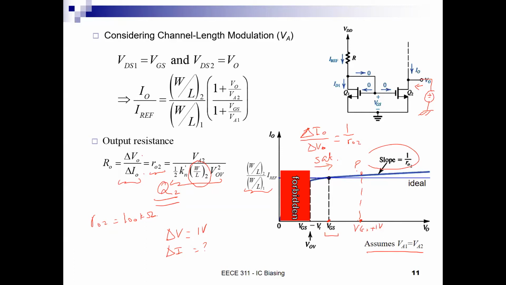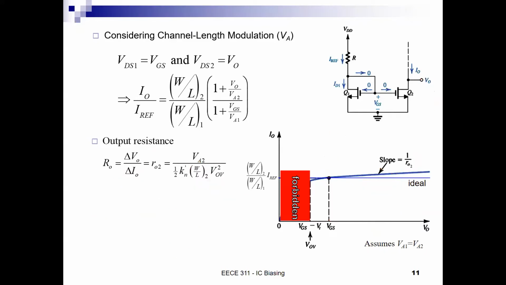Also, for any delta V equal to 1 volt between any 2 points, without knowing the original value of the current, if I have delta V and I have RO, I can find delta I, and so on and so forth. So this is just pure math. Anybody has a question? Okay, great. Now, let's see what the slides are telling us.